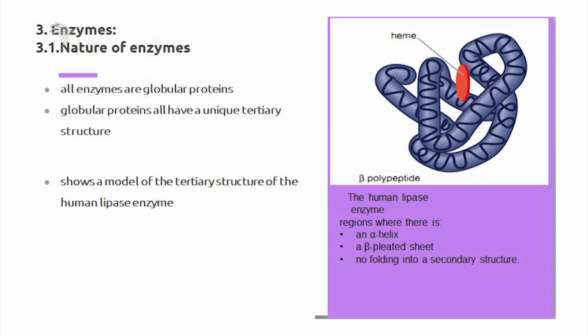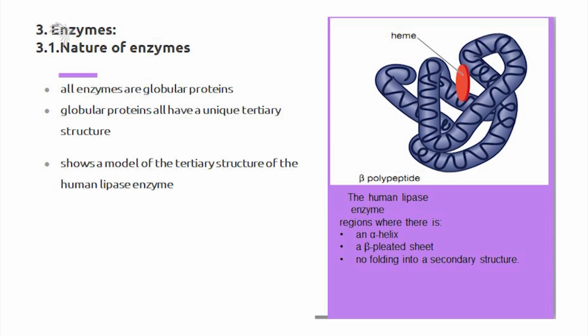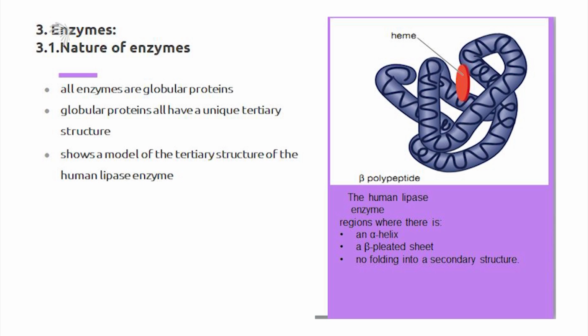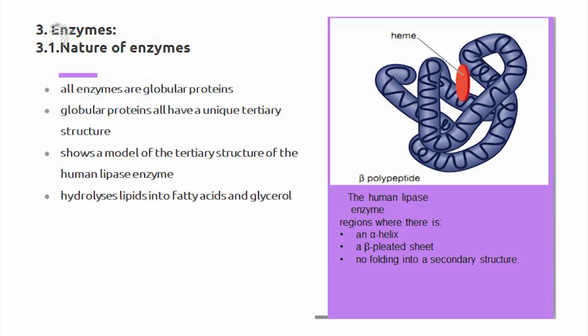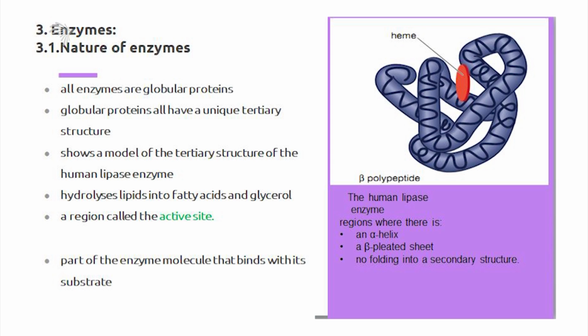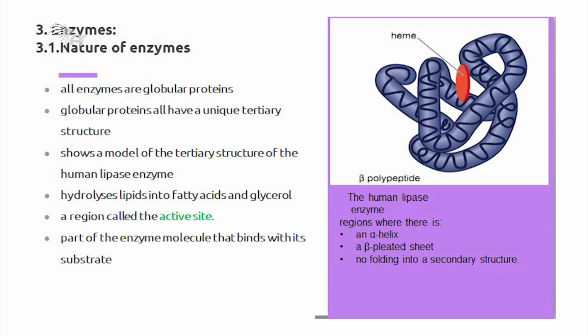This slide shows a model of the tertiary structure of a human lipase enzyme. You can see it on the left side. This enzyme hydrolyzes lipids into fatty acid and glycerol. It has a region called the active site, the part of the enzyme molecule that binds with the substrate molecule, so that the enzyme can catalyze the chemical reaction in a biological process.